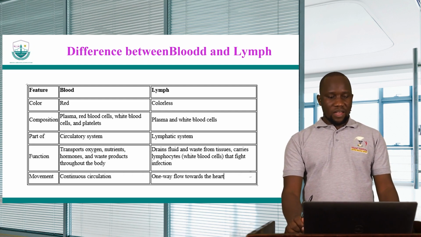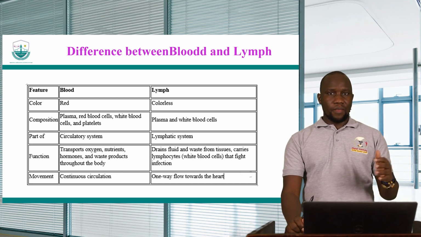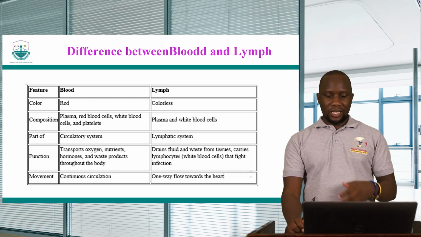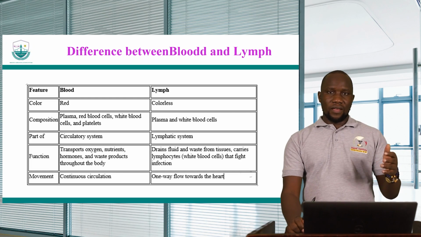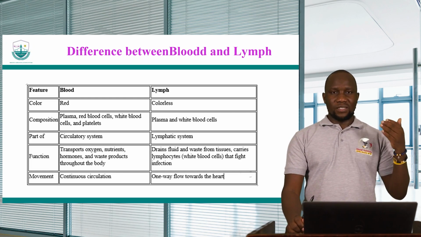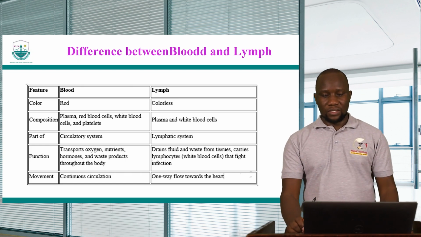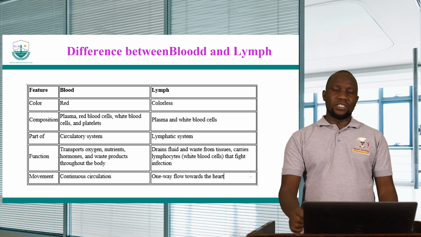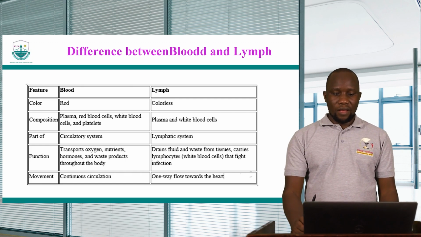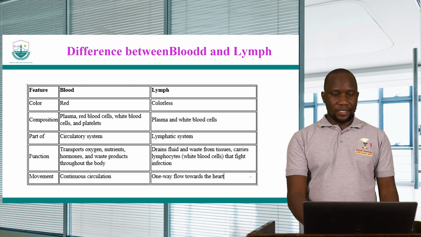The way the blood circulates is that it is continuous. Blood is taken away from the heart and then brought back to the heart. It is a continuous process. But for the lymph, it is a one-way flow towards the heart.